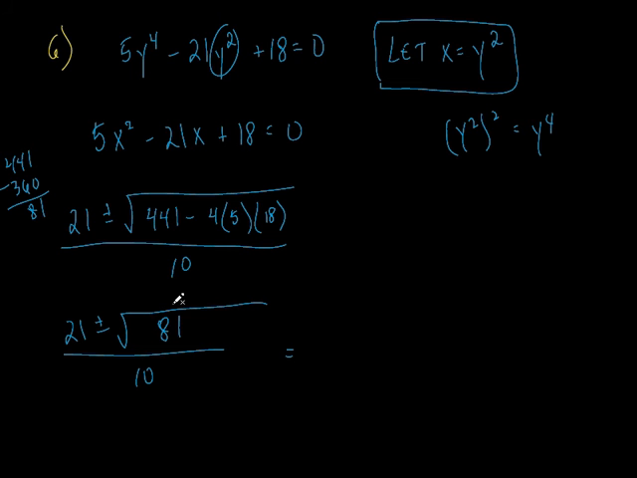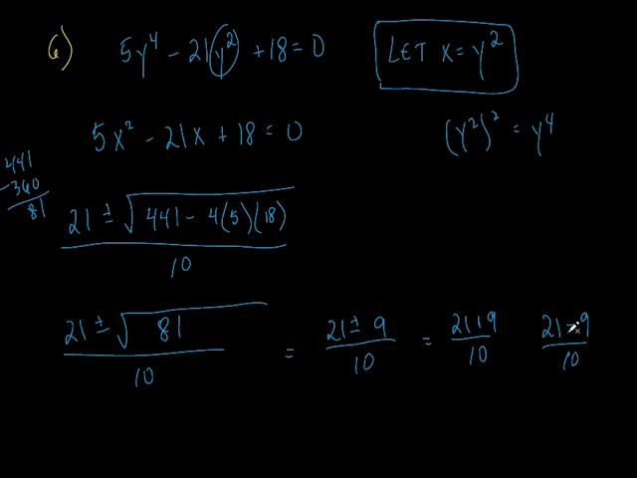I like the square root of 81, don't you? So I've got 21 plus or minus the square root of 81, which is just 9, over 10. Make sense? So let's do it. It's two things, right? That's why you've got to make sure it's plus or minus, and you put that on there. So it's 21 plus 9 over 10, and it's 21 minus 9 over 10.